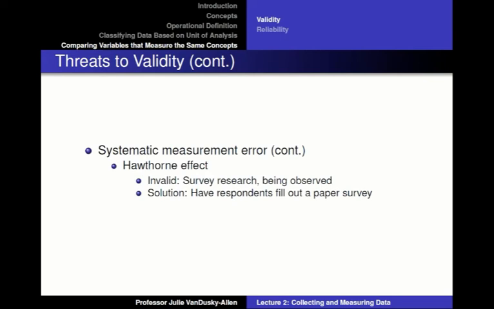The solution to this is to have survey respondents fill out a paper survey that is confidential so they don't feel pressure to answer a certain way based on the characteristics of the survey researcher.